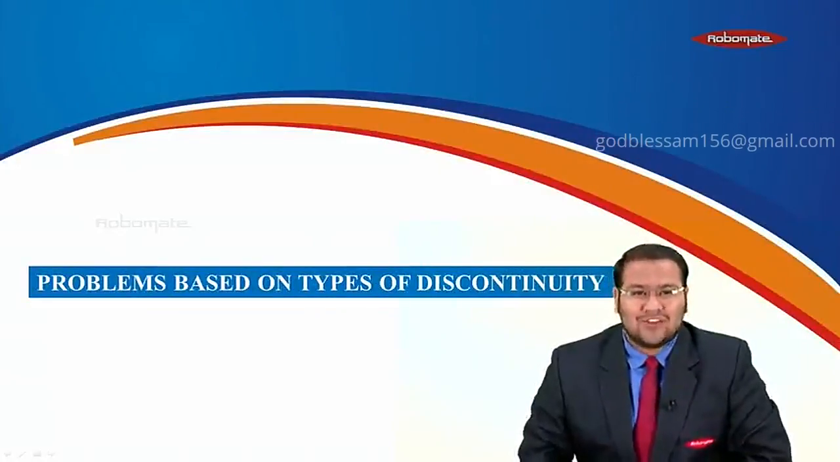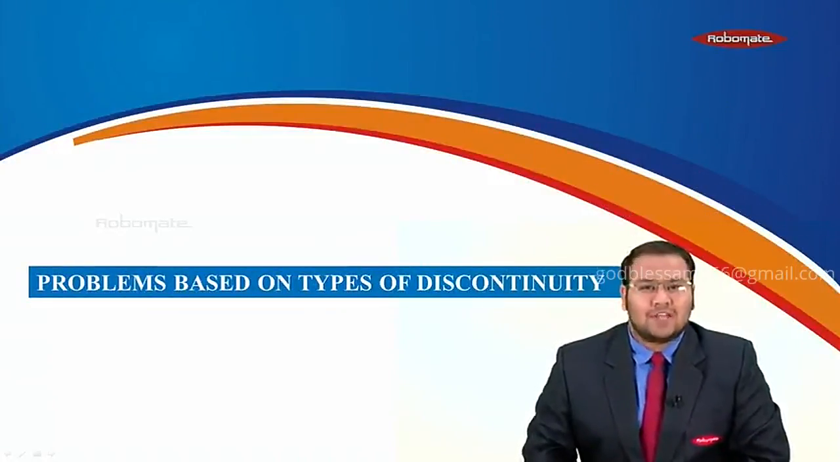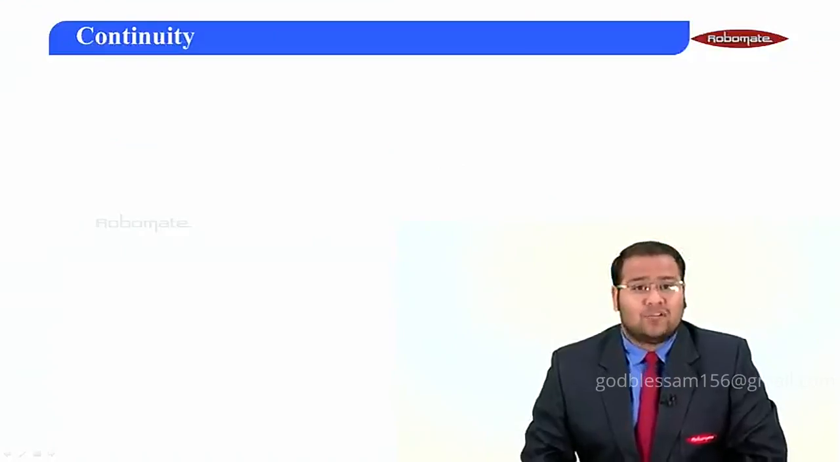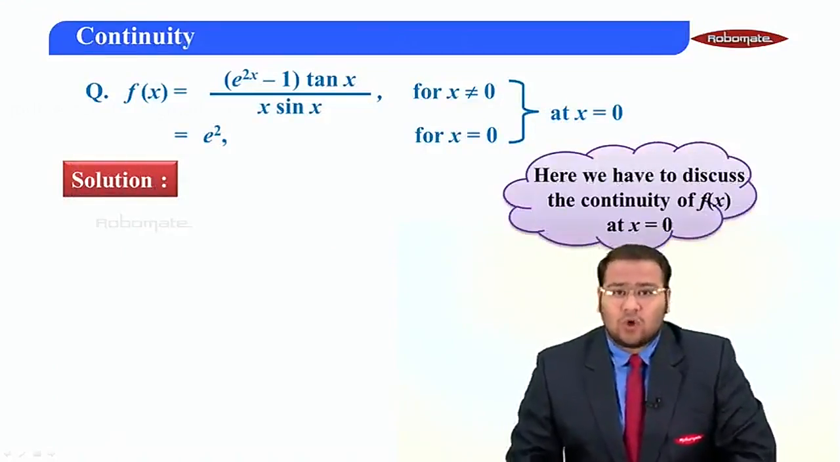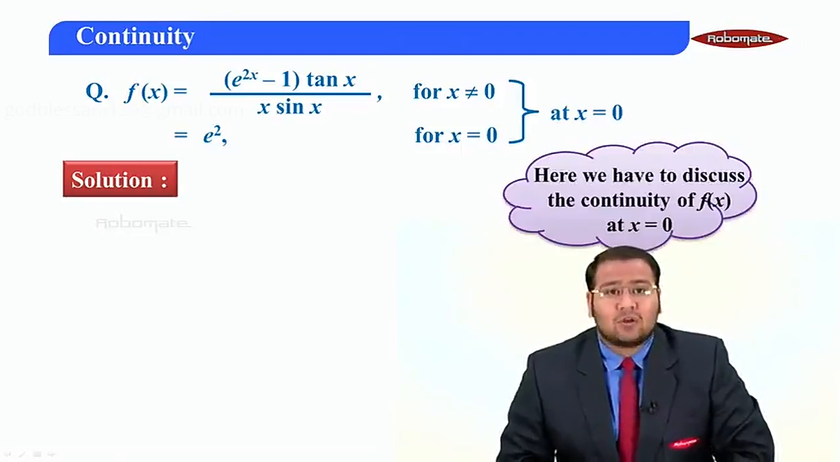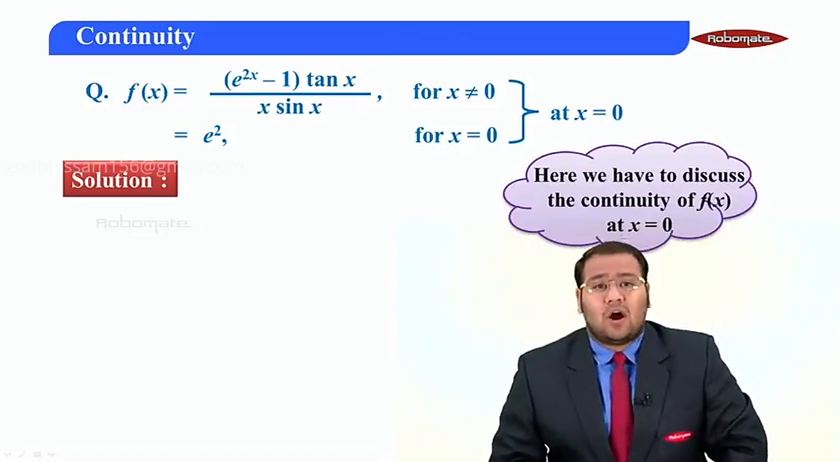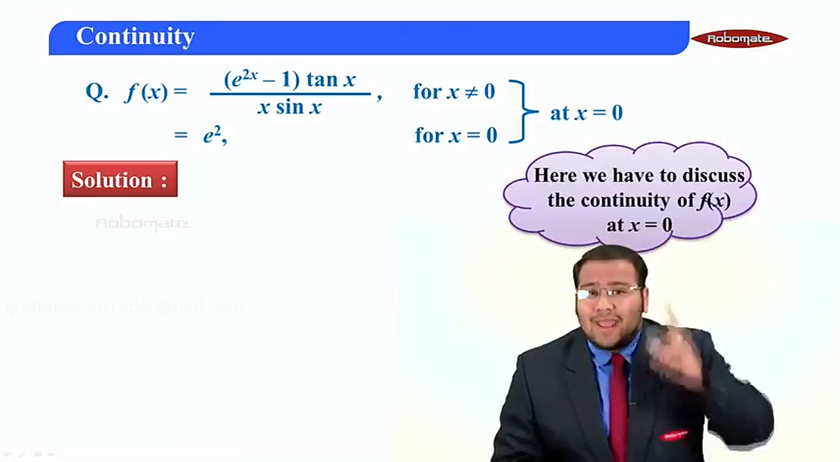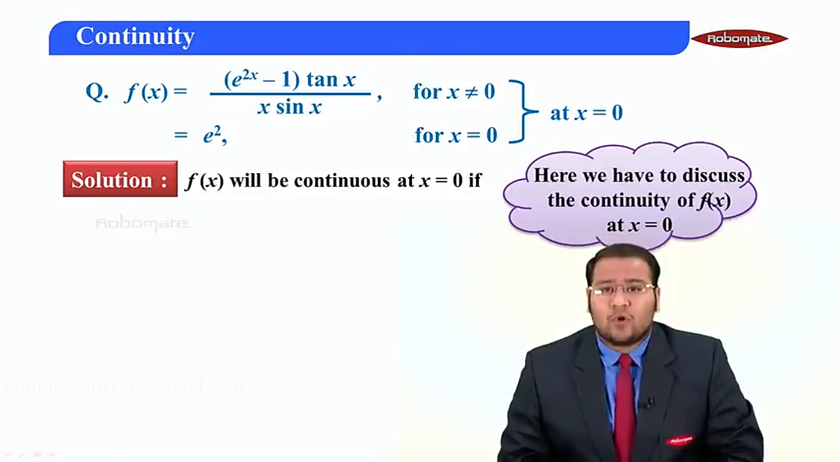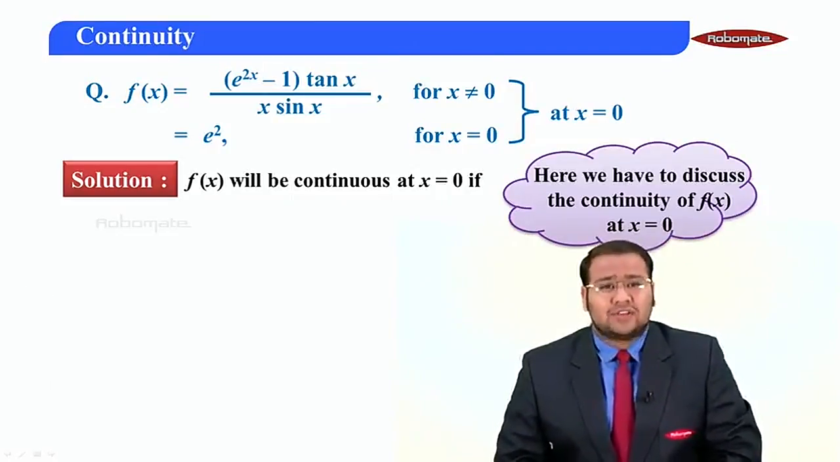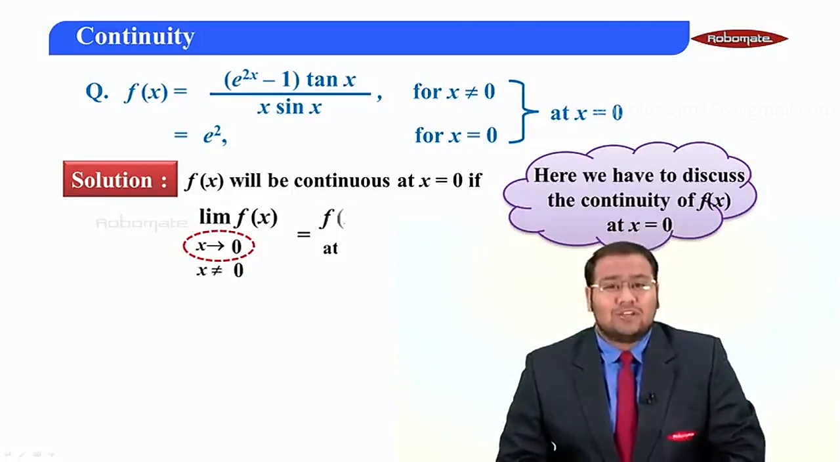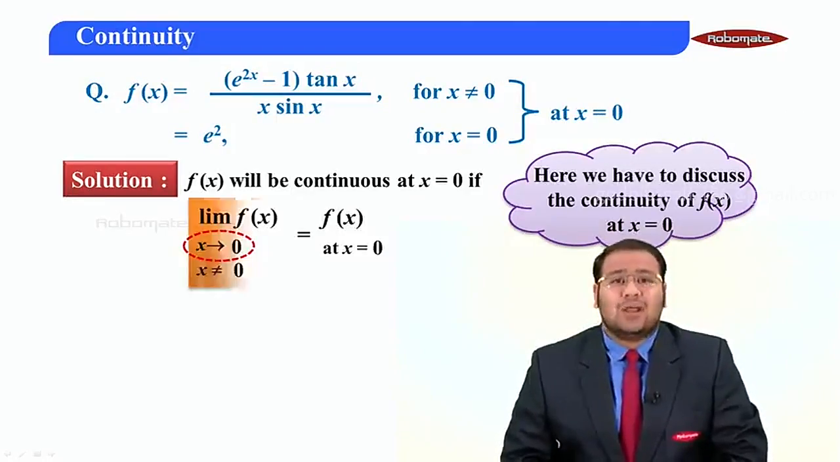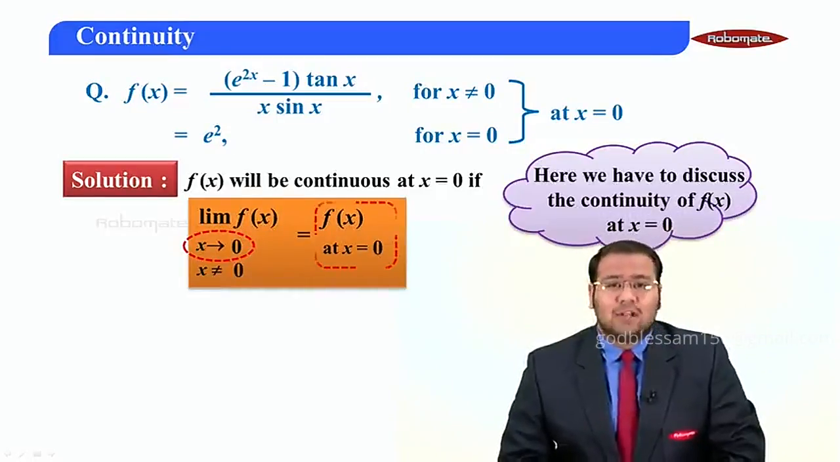Welcome back, students. In this module, we are continuing with the problems on types of discontinuity. What does the question say? You have a function. What to do in that case? Here we have to discuss the continuity of f(x) at the point x equal to 0. So we can say a function will be continuous at x equal to 0 if and only if the limit as x tends towards 0 of f(x) is equal to f(x) at x equal to 0.